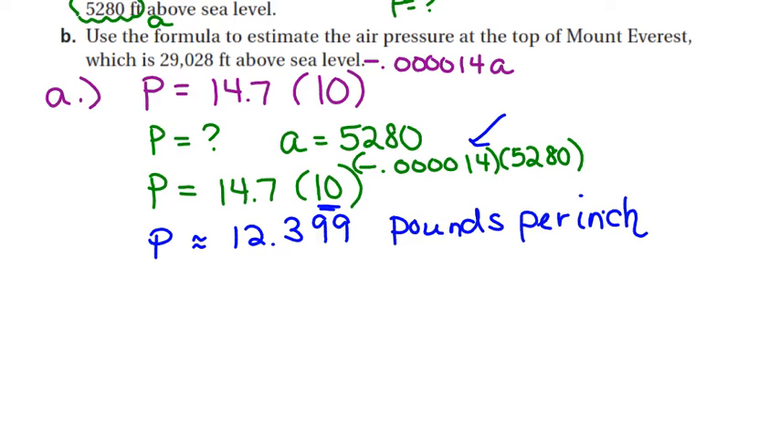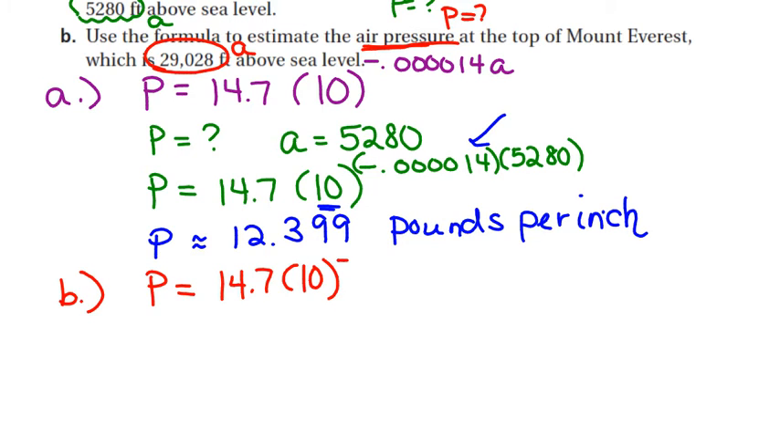All right, part B says use the formula again to estimate the air pressure. So our P is going to be unknown, but now we're changing it to Mount Everest, and the altitude there now is 29,028 feet. So that's our A. So we use the same formula. I'm just rewriting the formula again. But now we're not going to substitute in the same altitude as in part A.